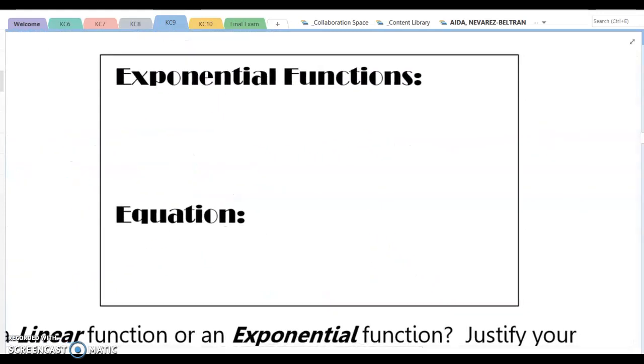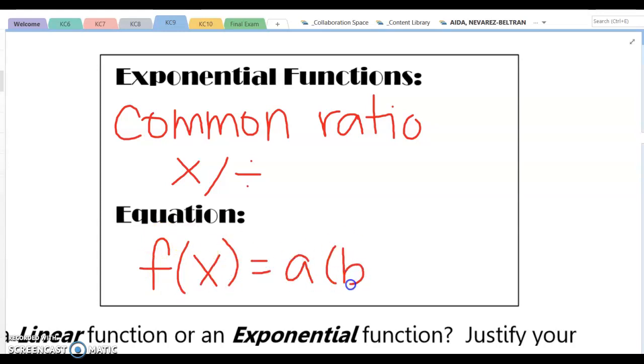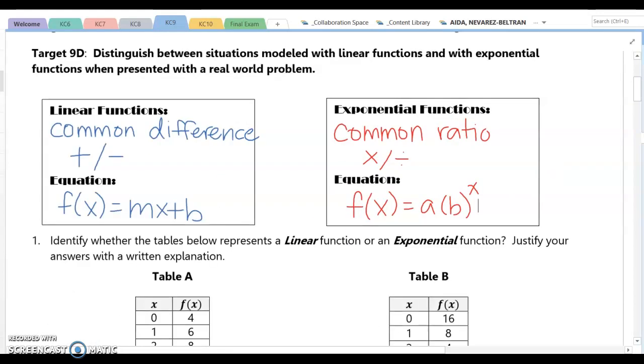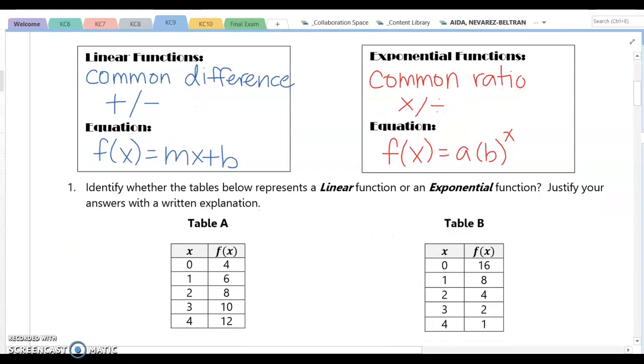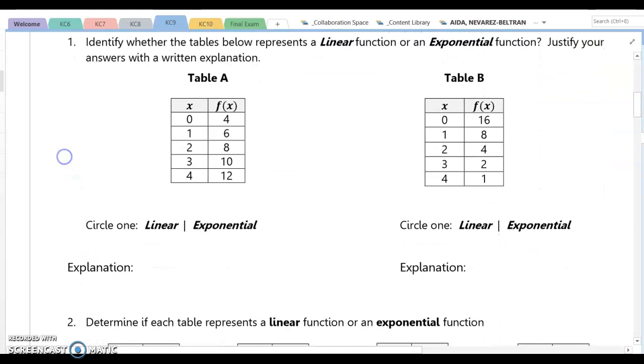For exponentials, we have a common ratio. So this means we're doing multiplication and division to go from one number to the next. So if we remember our equation, it's a and then the number that we're multiplying or dividing to the x, right? So those are our two functions, the two different equations, and how we can decipher between the two of them. So number one says, identify whether the tables below represents a linear or an exponential function, justify your answer.